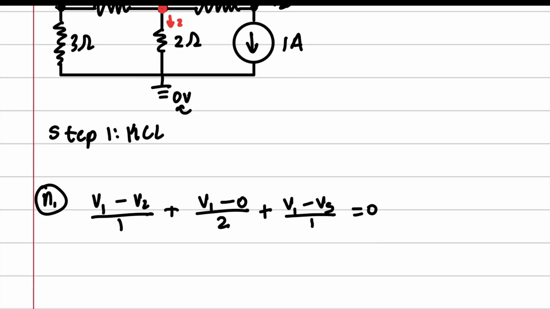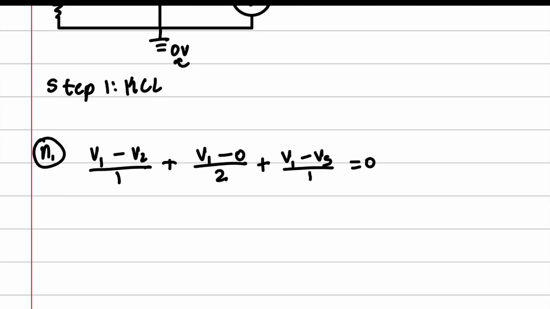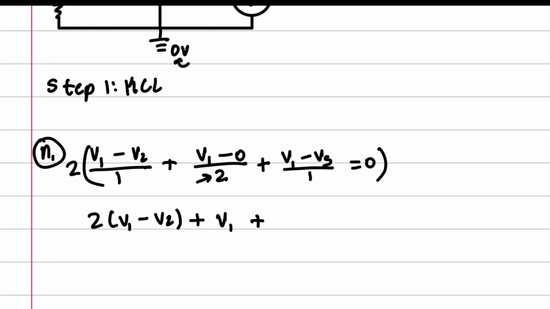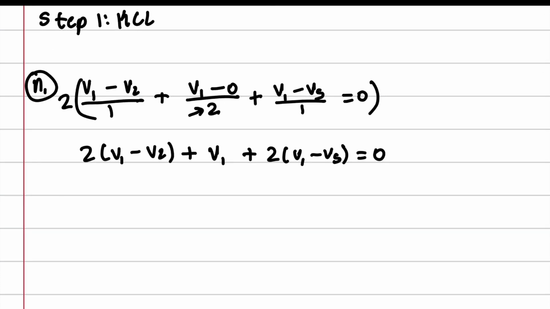And then we are going to multiply across, and I'm going to choose 2 because it gets rid of this denominator, because we don't want to work with fractions. Fractions are ugly. So 2(V1 minus V2) plus V1 plus 2(V1 minus Vs) equals 0. And then we get 2V1 minus 2V2 plus V1 plus 2V1 minus 2Vs equals 0.